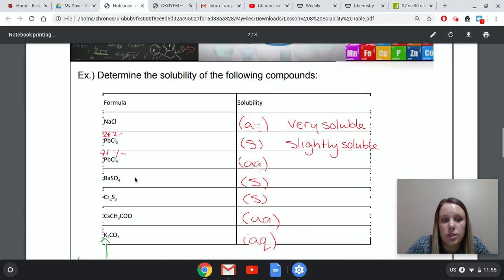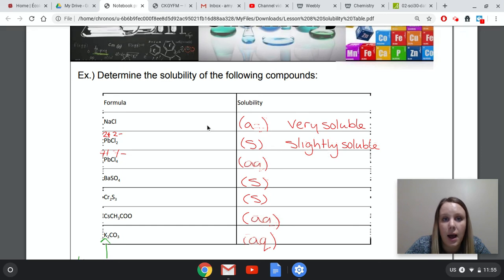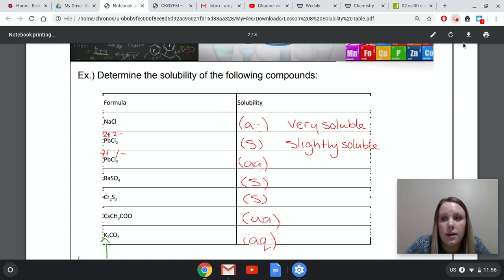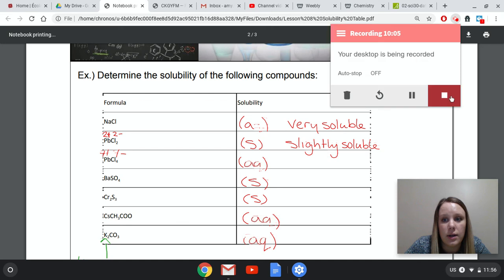Now there is a worksheet that goes along with this section, but I'd also like you to go back and practice, because every single ionic compound we've done, you can now use this method to determine if it should have been solid or aqueous. So there's lots of questions that you can practice with. This is a very important skill to know. So please let me know if you have any questions at all. Don't hesitate to ask.